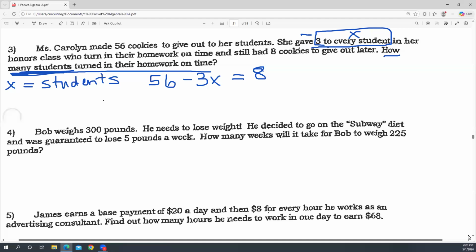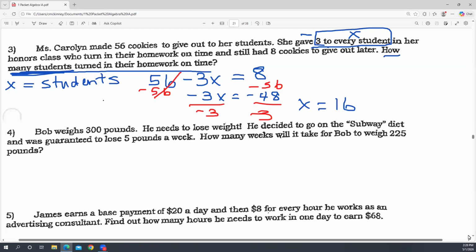So now we're going to use this equation to find out how many students turned in their homework on time. So I'm going to subtract 56. Now I have negative 3x is negative 48. And then of course, we'll divide by negative 3 to get x is 16.